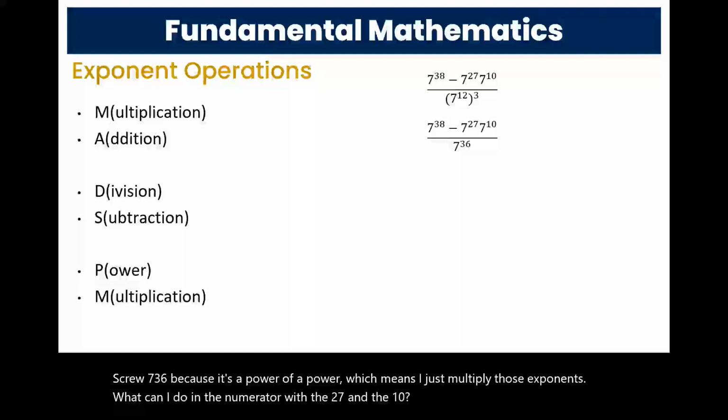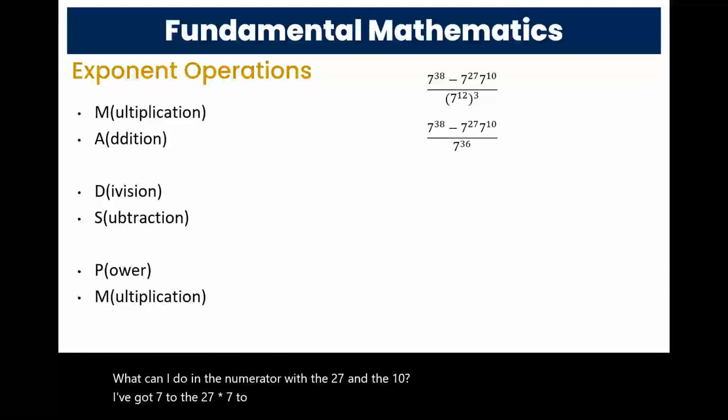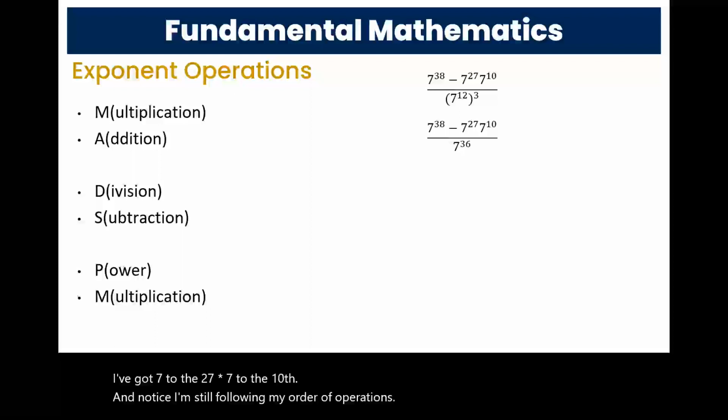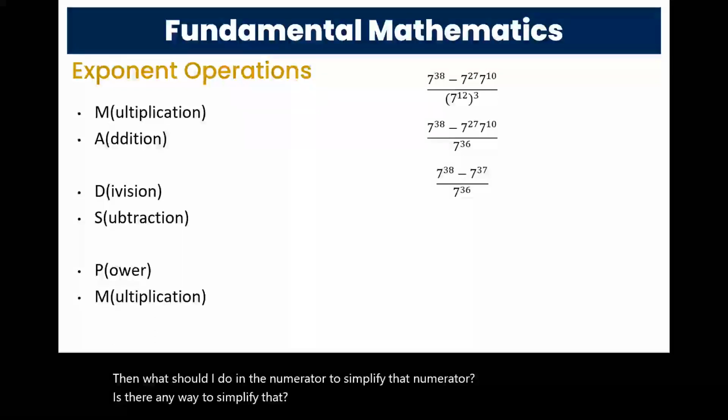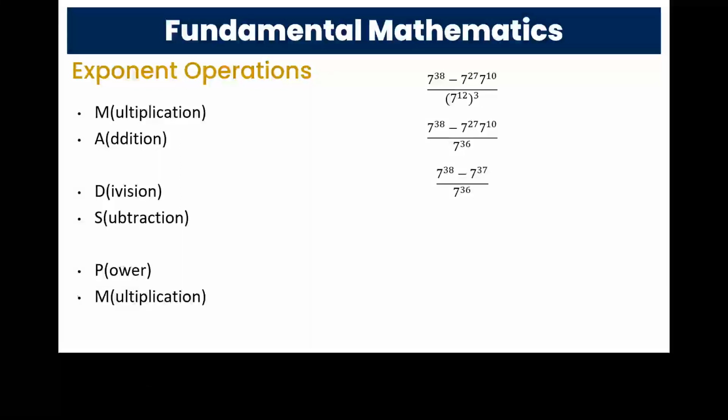I've got 7 to the 27th times 7 to the 10th. And notice I'm still following my order of operations. Exponents go first, and then multiplication goes next. So that's 7 to the 37th. Then what could I do in the numerator to simplify that numerator? Is there any way to simplify that? I can't actually simplify it.